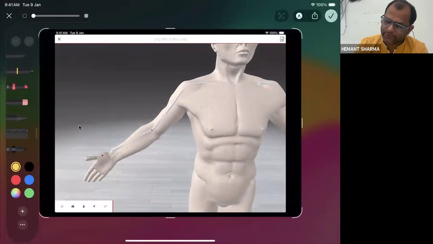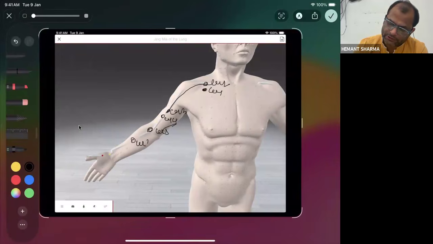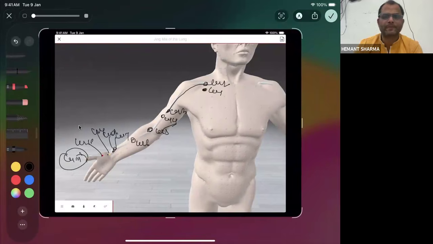The lung meridian is starting from here. Lung 1, lung 2, then the lung meridian coming here. Lung 3, lung 4, then in the elbow, lung 5, lung 6, multiple points, lung 7, lung 8, lung 9, lung 10, and lung 11. Got it? This is the lung meridian.